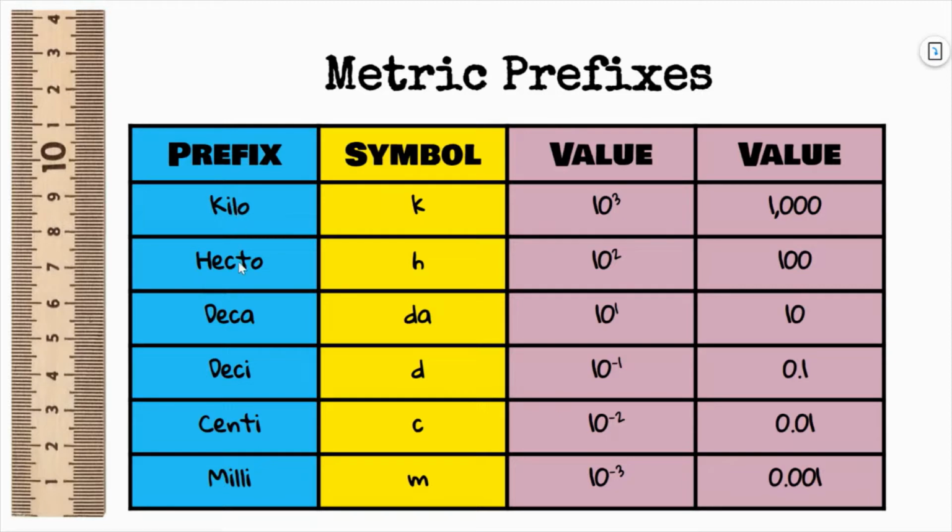And so again, these are all the prefixes. These are the symbols that belong to those prefixes. So make sure you know these because you're going to be asked about them a little bit later. And this is the value in scientific notation. And then this is just what the scientific notation means right here.